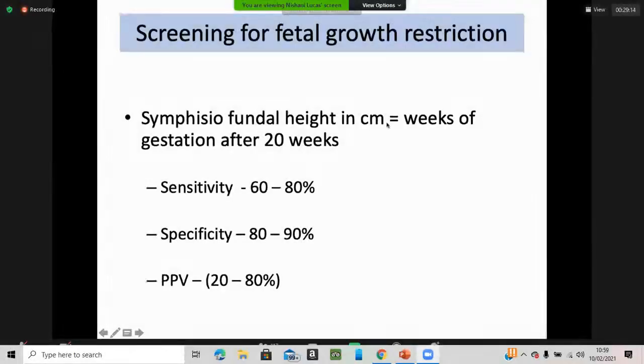Right. So how do we screen for fetal growth restriction? Symphysiofundal height is checked in every pregnant lady that comes to the antenatal clinic. And it is expected to be equal to the weeks of gestation after 20 weeks. But as you can see, sensitivity is 60 to 80% and specificity is 80 to 90%. So it's not foolproof. It's not 100%, but it's a good screening.